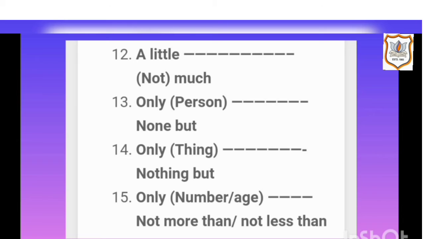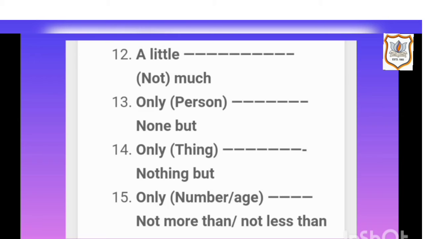Okay, the next rule, only. When the word only is given in an affirmative sentence for a person, we will change it to none but. For example, only God can help us. So we will change it like: none but God can help us.